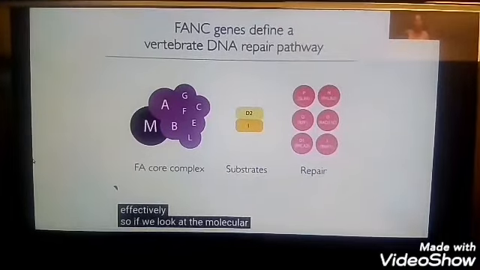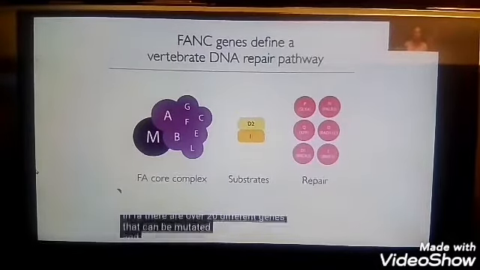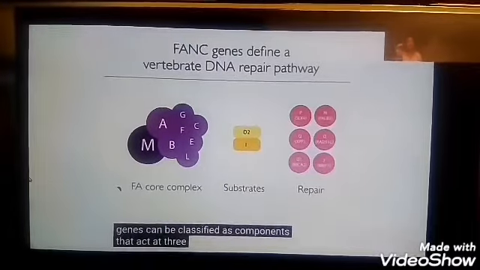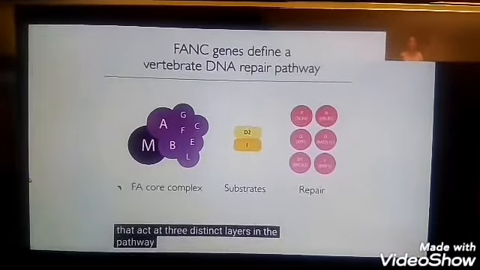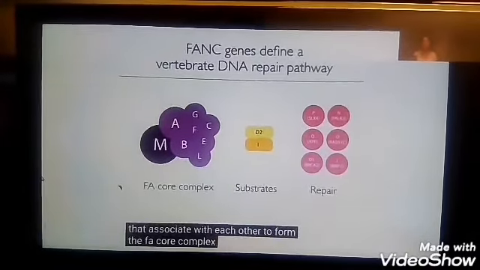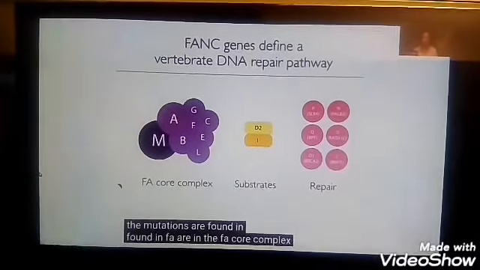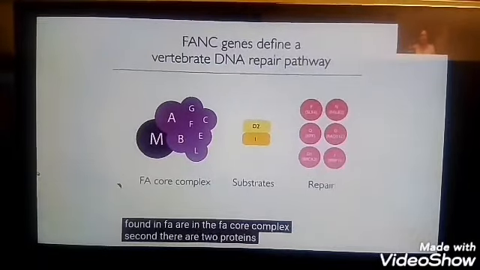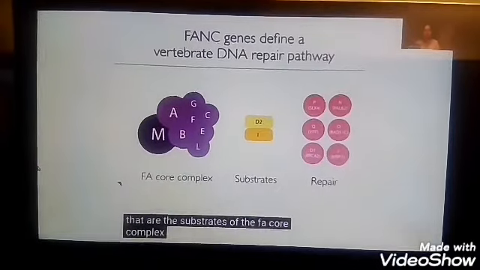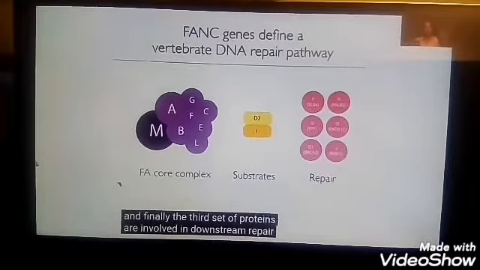So if we look at the molecular defects in FA, there are over 20 different genes that can be mutated. And the FANC proteins encoded by these genes can be classified as components that act at 3 distinct layers in the pathway. So first, there's a group of proteins that associate with each other to form the FA core complex. And by far, most of the mutations are found in the FA core complex. Second, there are 2 proteins, FANCD2 and FANCI, that are the substrates of the FA core complex. And finally, the third set of proteins are involved in downstream repair.